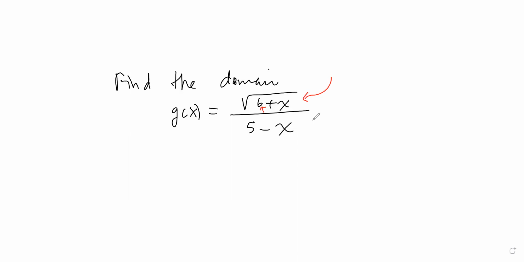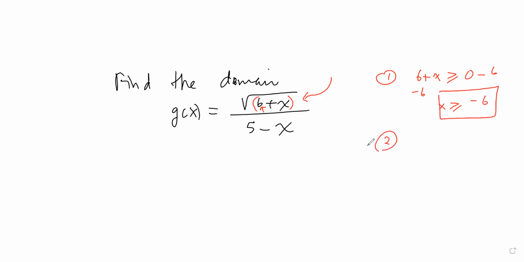So we have two types of problems. For radicals with even index, the inside must be positive, right? 6 plus x must be bigger than or equal to 0. And then I can just subtract 6 from both sides. Then x will be bigger than or equal to -6. So that's one thing. Let's leave this here.